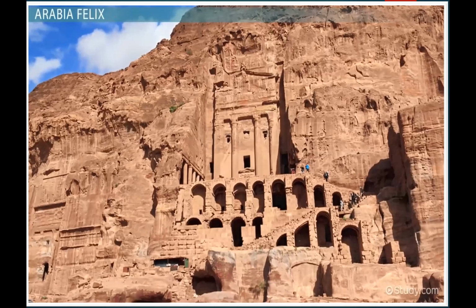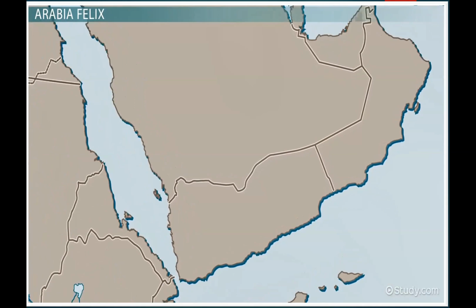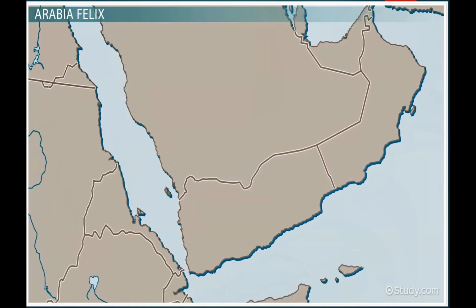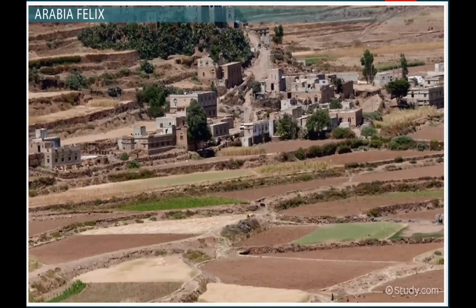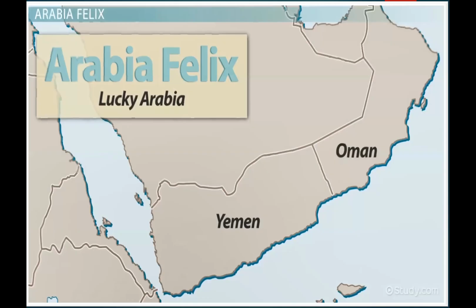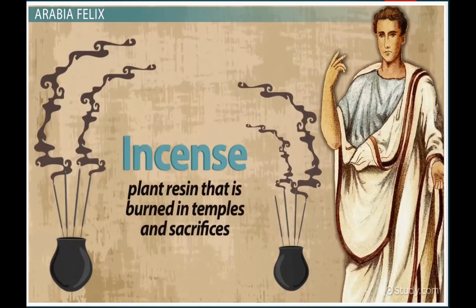Of the places that the Nabatean merchants were likely to go, the most famous to the Romans was a place they called Arabia Felix, or Lucky Arabia. Today, we refer to it as Yemen or Oman, which are both located on the southeastern side of the Arabian Peninsula. This region gets some rain, but not as much as the Hijaz. Instead, the climate is perfect for growing some crops that can't be found anywhere else in the world. The most important of these is incense, a plant resin that is burned in temples and sacrifices.